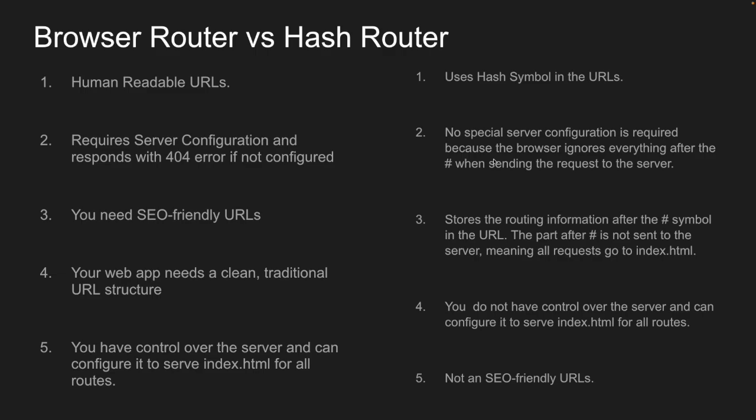Coming to the second one, browser router requires some server configuration and responds with 404 if not configured. That means whenever the proper configuration is not done in browser router, it will respond with 404. Whereas hash router will not have any specific server configurations, and the browser ignores everything after the hash. That means if you are using hash router, it will not even bother about what you have after that hash. Now let me go into SEO.